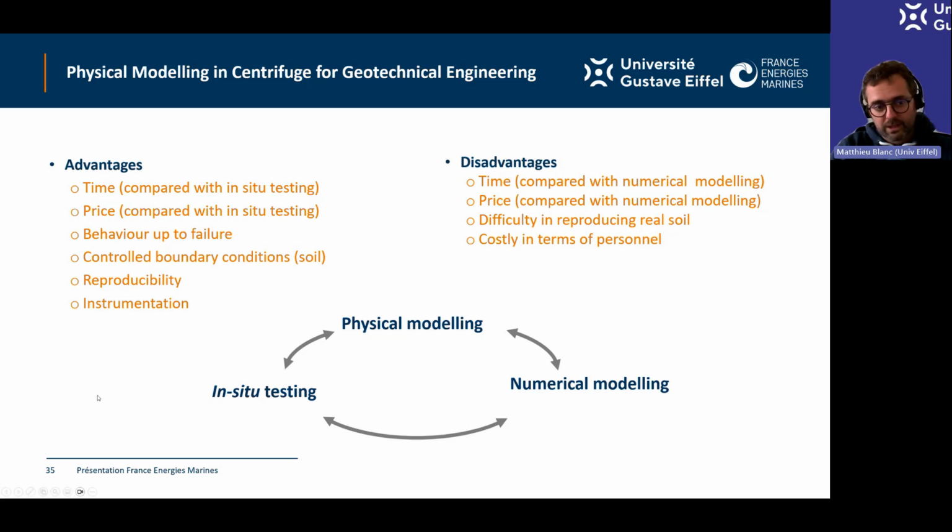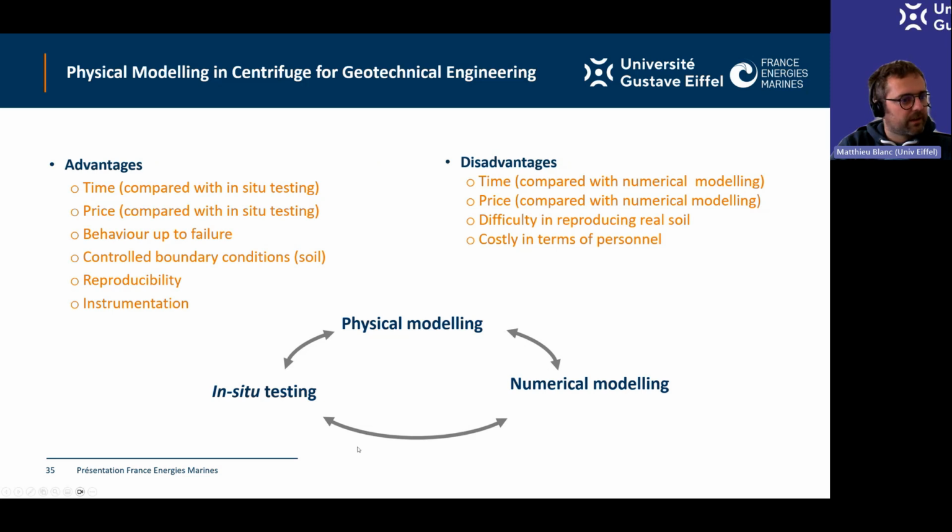But if you compare to numerical modeling, it takes more time, it's more expensive, and it's maybe more difficult to reconstitute a very precise sample with different layers and things like that. But it gives very important and very accurate data to numerical modeling to calibrate the model. So on the bottom, you can see that physical modeling gives very interesting and clear results to numerical modeling to calibrate the model. But you also have in situ testing, which is important in the loop to be sure that you have well captured the behavior of your problem.